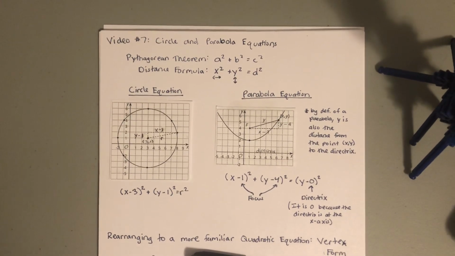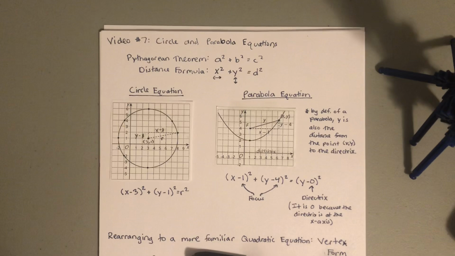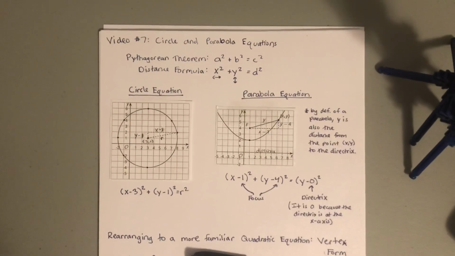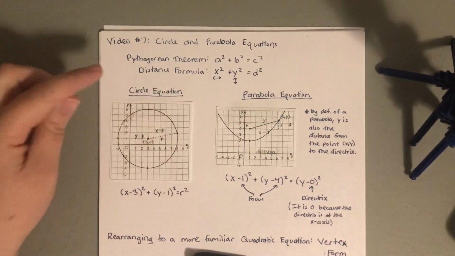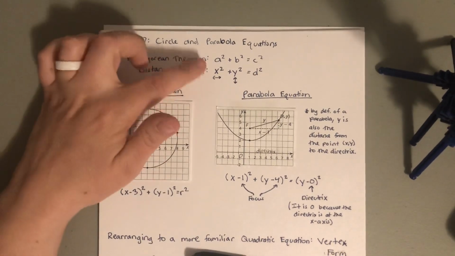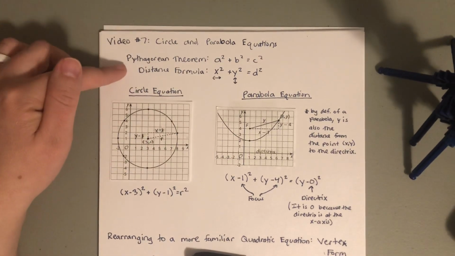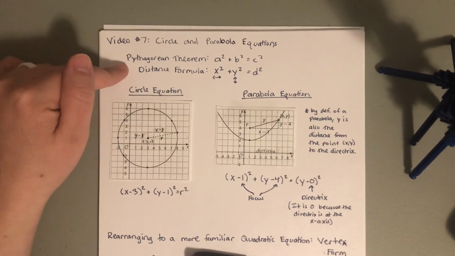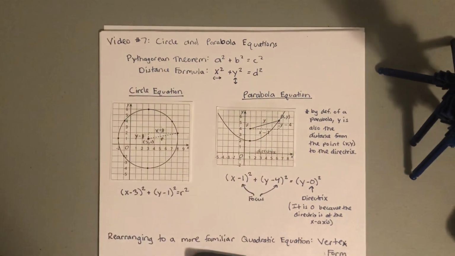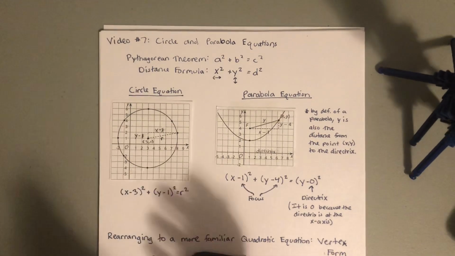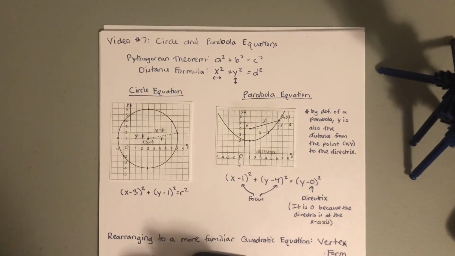In this video, we are going to talk about the equations of circles and parabolas and how they are related to each other, and how they both actually stem from these equations right here, which are actually the same equations. The Pythagorean theorem, we've talked a lot about this year: a squared plus b squared equals c squared. That's where a and b are the lengths of the two right angle sides of the triangle, and then c is the hypotenuse.